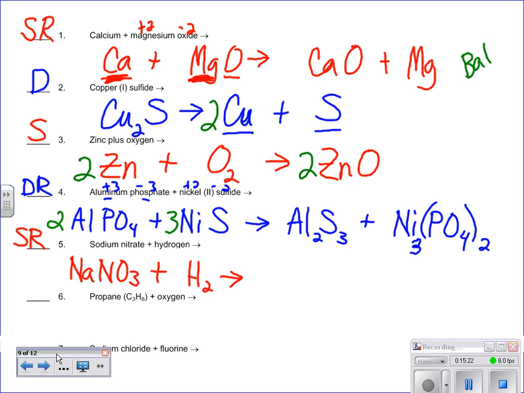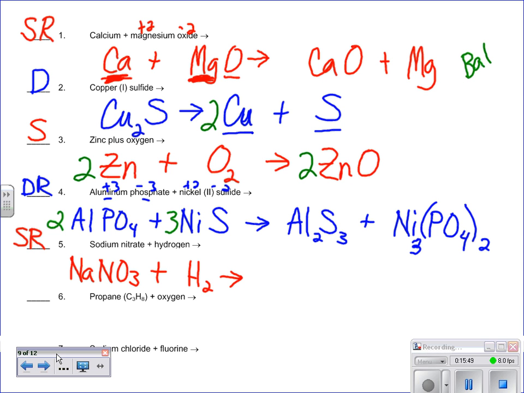Okay, activity series. Now, in this case, hydrogen would replace what? Possibly replace the sodium, right? So your hydrogen might replace your sodium.